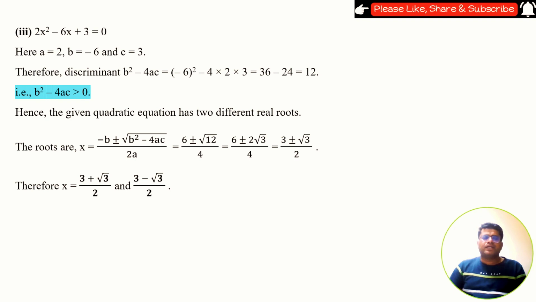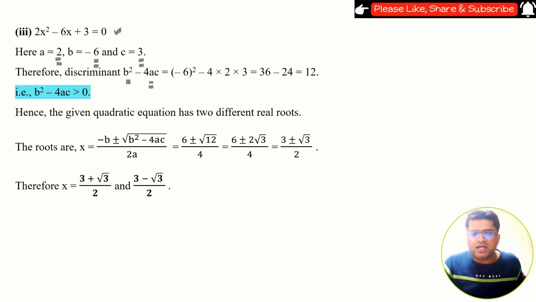Now we will see our third part. Okay, students, this is the third part of your first exercise problem. Here you can find easily a is equal to 2, b is equal to minus 6, and c is equal to 3. The value of b square minus 4ac is coming how much? It's very simple. This is only multiplication, addition, and subtraction. After this, you can find the value of the discriminant. b square minus 4ac is equal to how much? 12. And 12 is greater than 0.